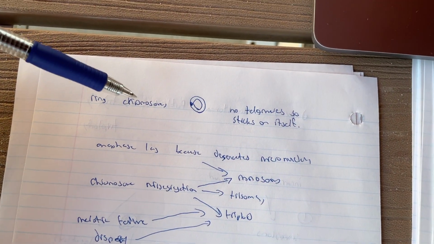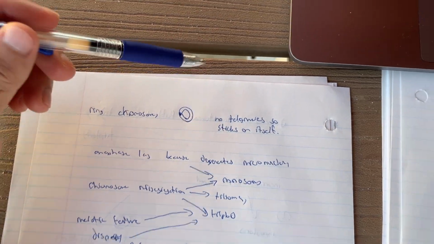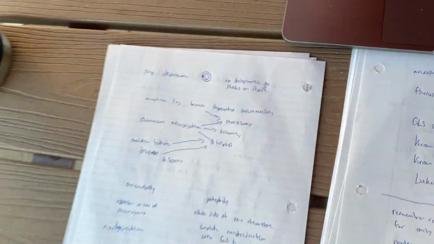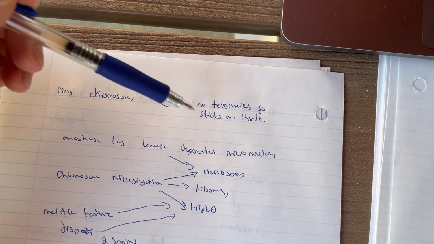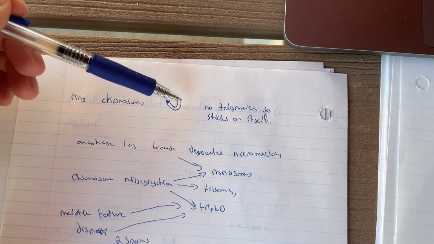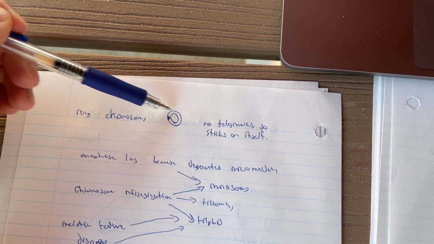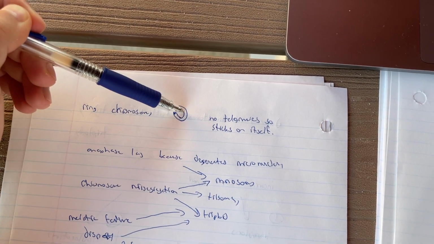You also have this thing called a ring chromosome. Remember, the telomeres are the tips of our chromosomes. What can end up happening is that they can stick onto each other and create this ring-like shape. And yes, you can also lose some DNA through this process.